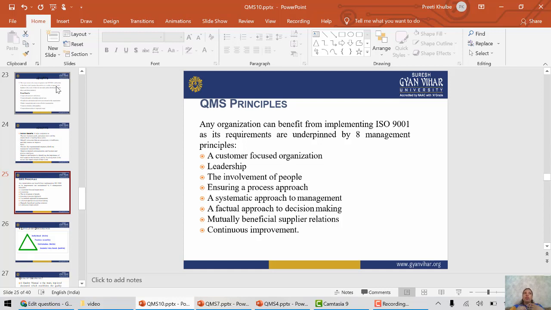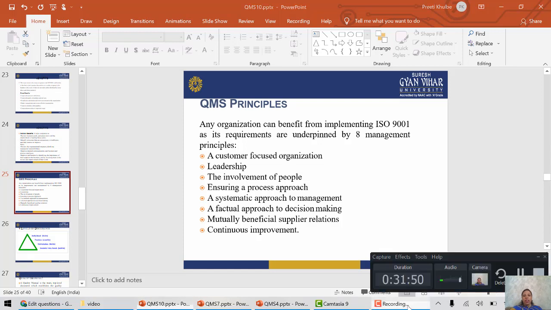Second one is leadership. So in any organization, if a successful QMS is to be there, the leadership is a very, very important thing. Then the involvement of people should be there. The people should be involved well in the company, ensuring a process approach, so the process is effective and runs effectively.